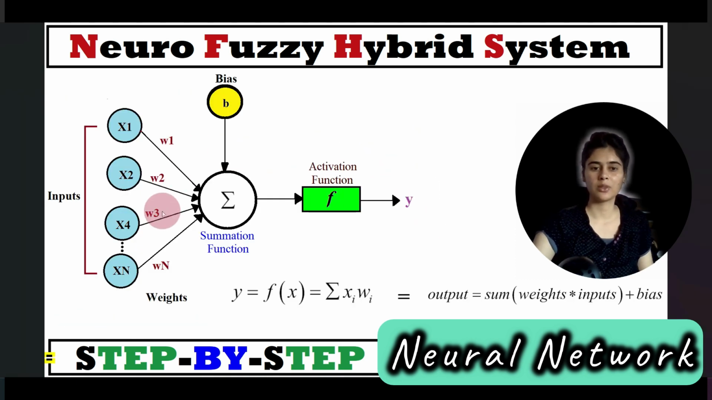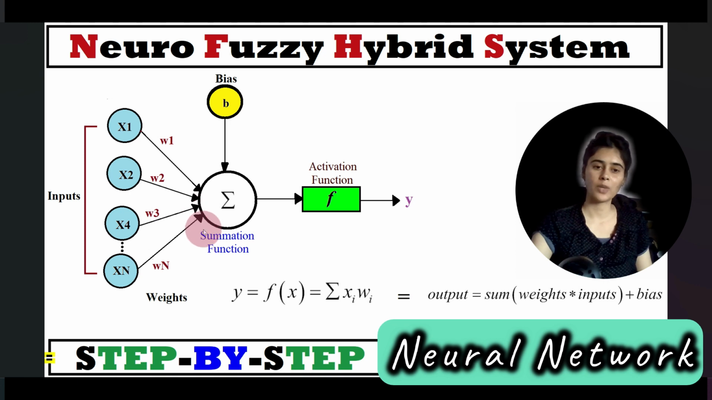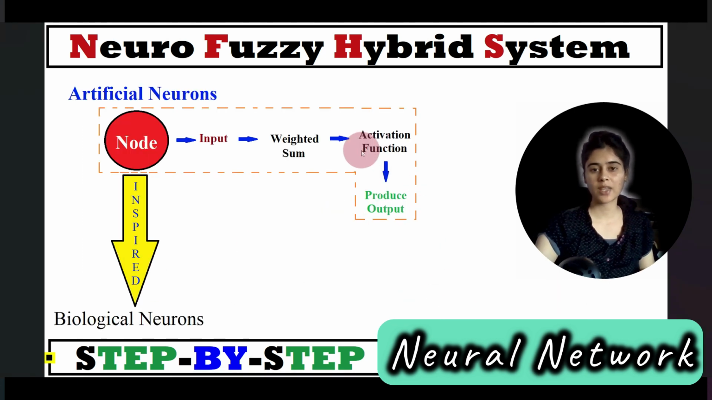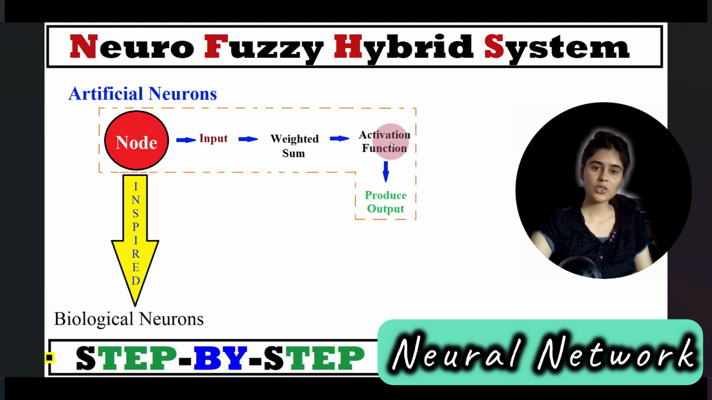Weights W1, W2, W3 up to Wn. Weights are used to determine the strength between neurons, and each connection between neurons has associated weights. During neural network training, the weights are adjusted to optimize performance for specific tasks. Next we have activation function. Activation function allows neural network to learn complex patterns. Each neuron applies activation function to its weighted sum of inputs.